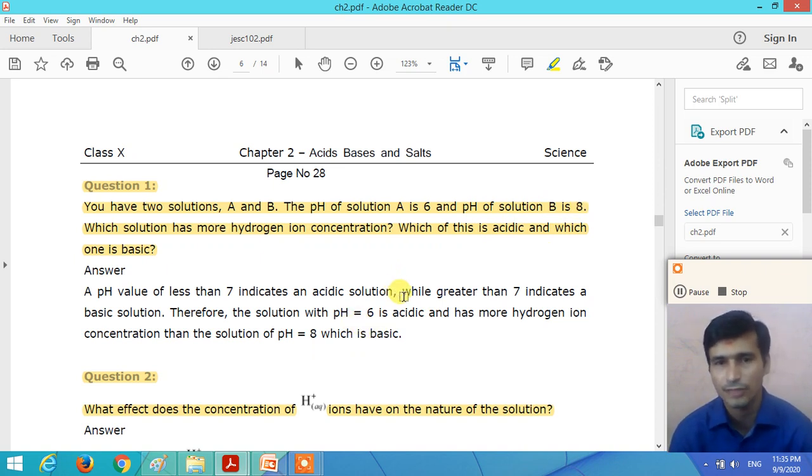So pH value indicates the acidic and basic nature of the solution. If the pH is less than 7, it gives the acidic nature of the solution, and if the pH is greater than 7, it indicates a basic solution. In an acidic solution, the hydrogen ion concentration is higher, and in a basic solution, the hydrogen ion concentration is lower, right?